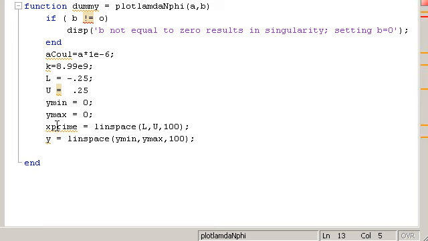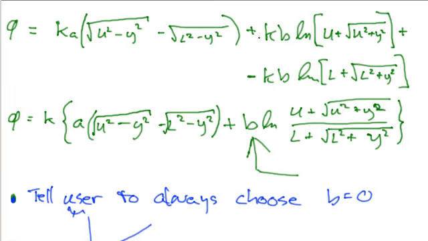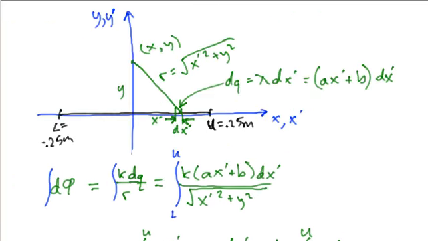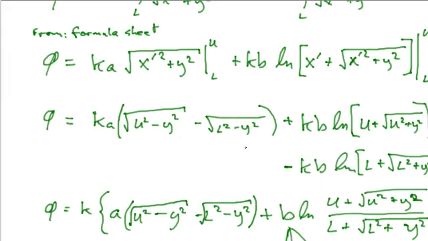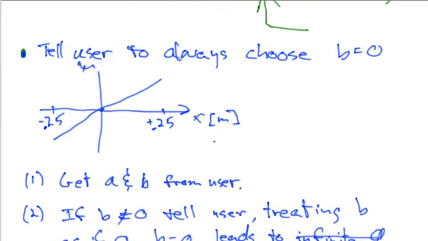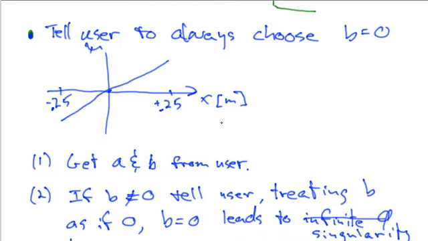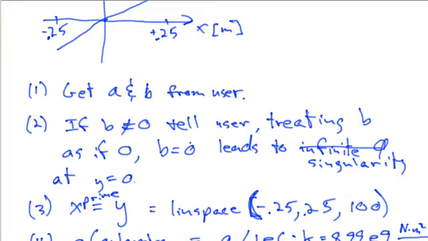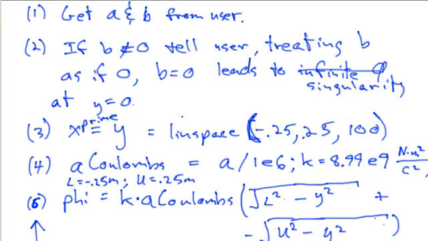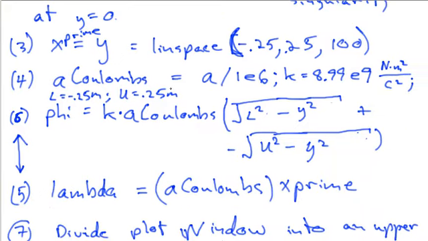What else do we have? Let's go to my paint and see what else I wanted to do here. So I gotta find the code. Usage should be equal to 0. Get A and B from the users. Yeah, treating it as if it were 0. X prime equal y. Linspace, I got both of those. A coulombs. I said times 1 times 10 to the minus 6, and it said divided by 1e6. That's the same thing.